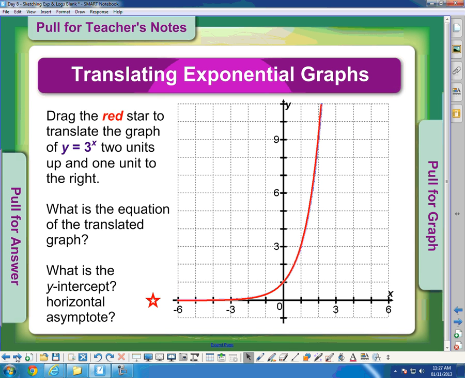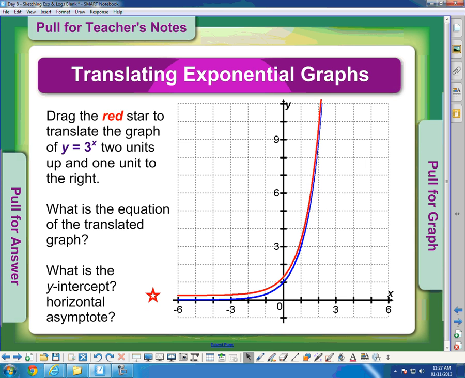So in this case, it says drag the red star to translate the graph. This one is 3 to the x. It works for 3 to the x, 2 to the x, doesn't matter. Drag it 2 units up and 1 unit to the right. So what would this graph look like? So let's actually try it.